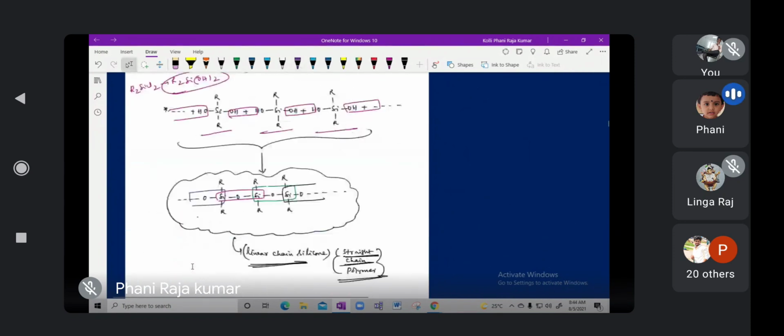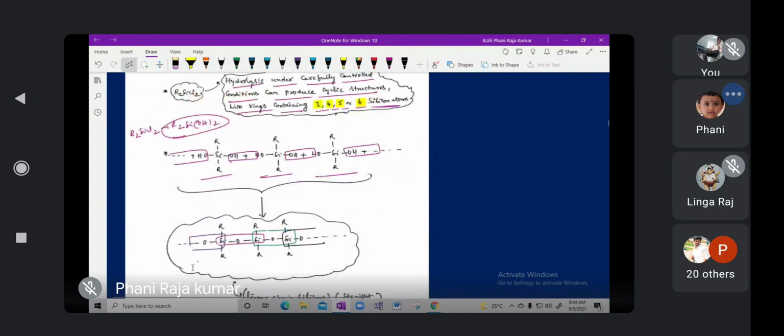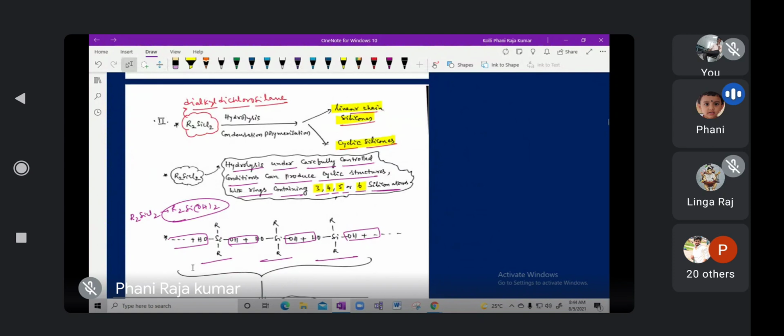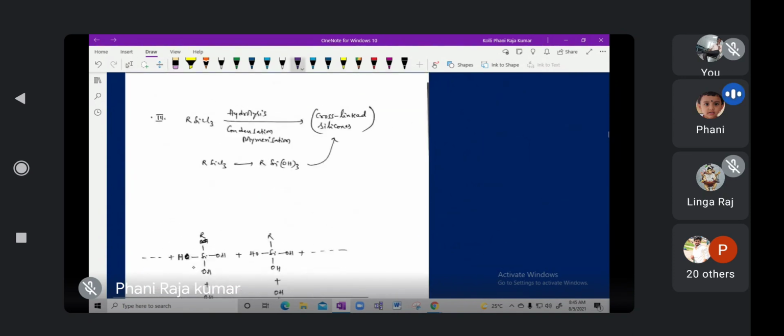Once again, R3SiCl gives dimeric silicone, R2SiCl2 gives linear chain silicones as well as cyclic silicones, and the linear chain silicone is stopped by adding a suitable quantity of R3SiCl unit to the reaction mixture. Next I am taking RSiCl3. This RSiCl3 is called alkyl trichlorosilane.